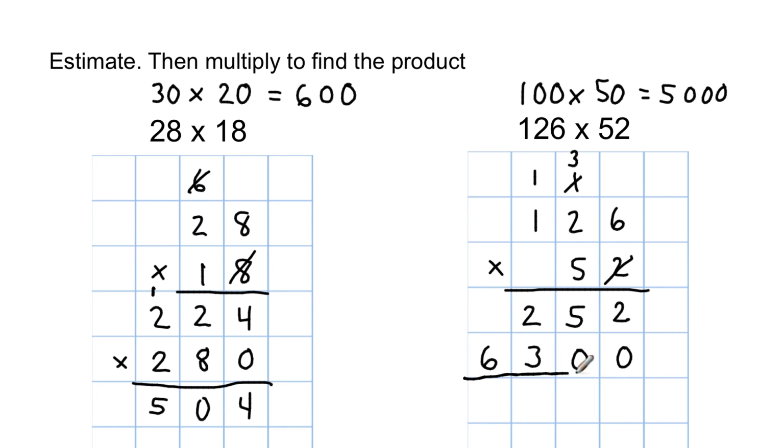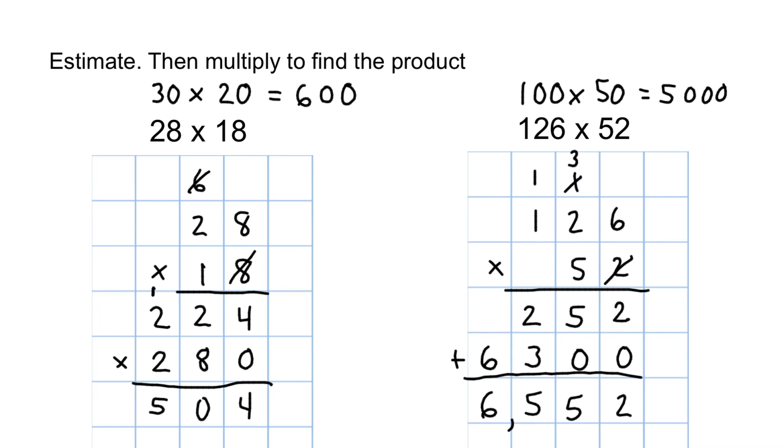And after you multiply, we're going to add those partial products. So 2 plus 0 is 2, 5 plus 0 is 5, 2 plus 3 is 5, and 6. So our actual product is 6,552. It's close enough to the estimate, and we already knew, because these 2 actual numbers were higher than the estimate, that our actual product was going to be higher than the estimate. So this one seems reasonable to me.